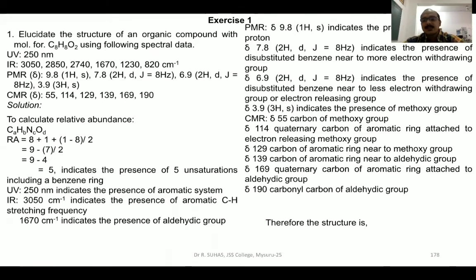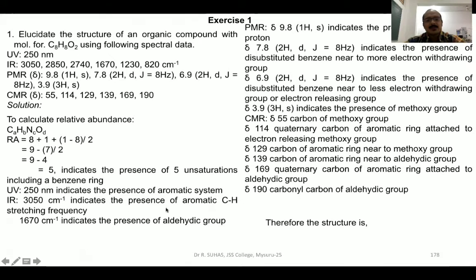So 3 plus 1 is 4. One more should be carbonyl. So I think we can suspect that there is one benzene ring and there is one unsaturated group coming from the carbonyl carbon. UV at 250 nanometer indicates the presence of aromatic system. IR, as I said, 3050 is for aromatic CH, and we are telling that there are 5 unsaturations. So again, this is corroborating with the double bond equivalent.